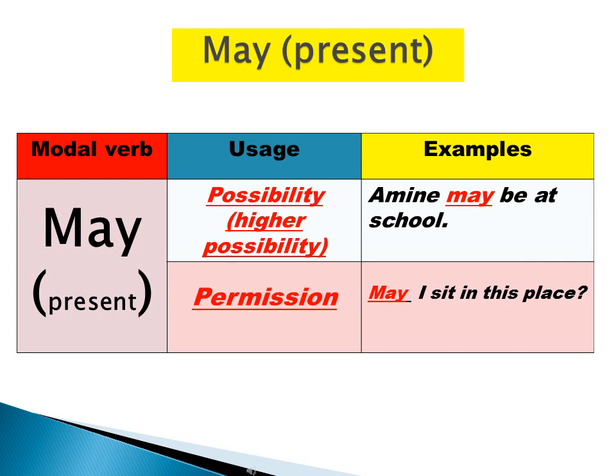Number 2. May I sit in this place? Here it's permission. It's like can. We can say can I sit in this place, or may I sit in this place. So may expresses permission.